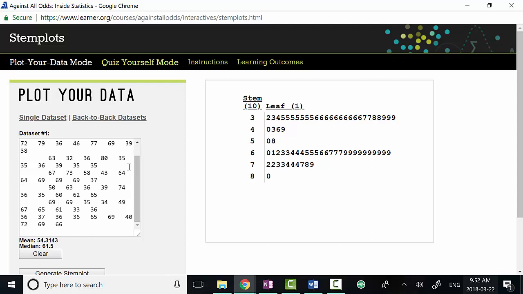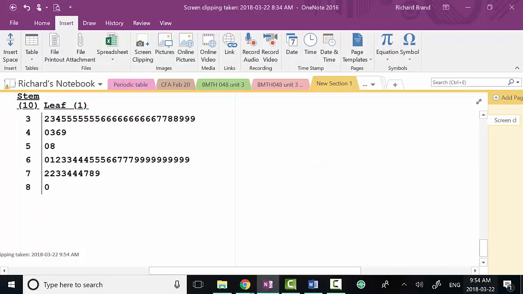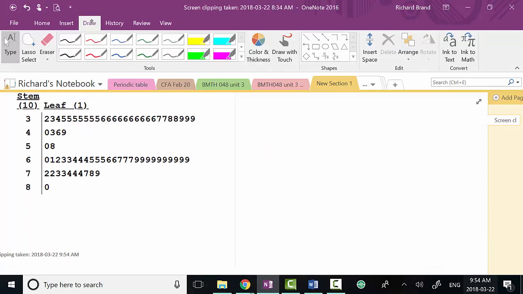The most useful piece of information that comes out of a stem plot like this is called the mode, and the mode is the most common value in the distribution. So what you do is rank these values. The smallest value is 32. This one up is 33, 34, and then a whole bunch of 35s.